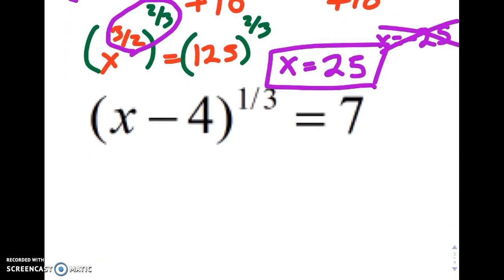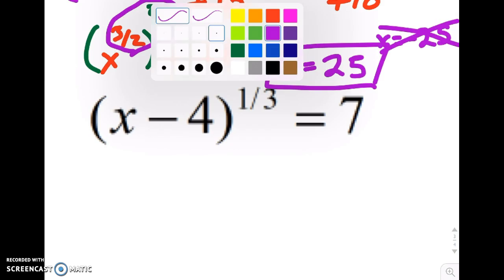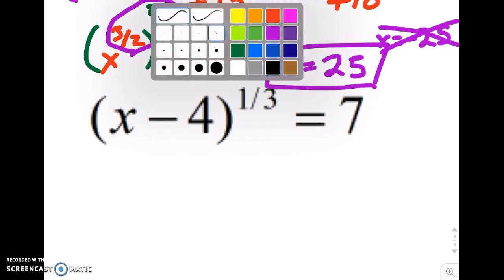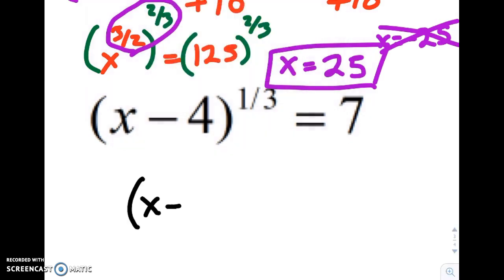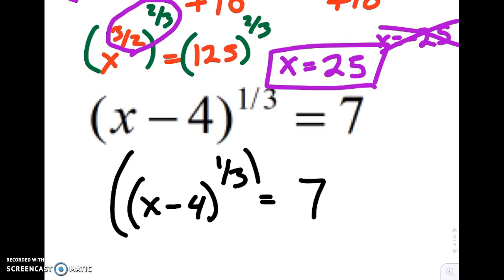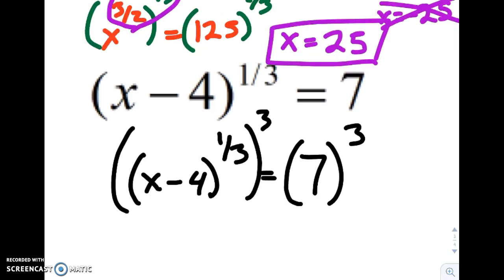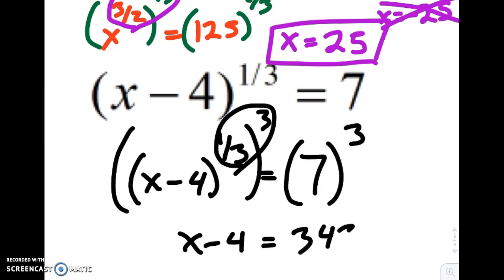Last example here, you've got an x minus 4 to the 1/3 quantity, and we want that to equal 7. So again, the same thing here. We're going to do the reciprocal. Reciprocal of 1/3 is 3. Those things multiply together to make 1 right there, power of a power. So you're just left with x minus 4 is equal to 7 to the 3rd is 343.